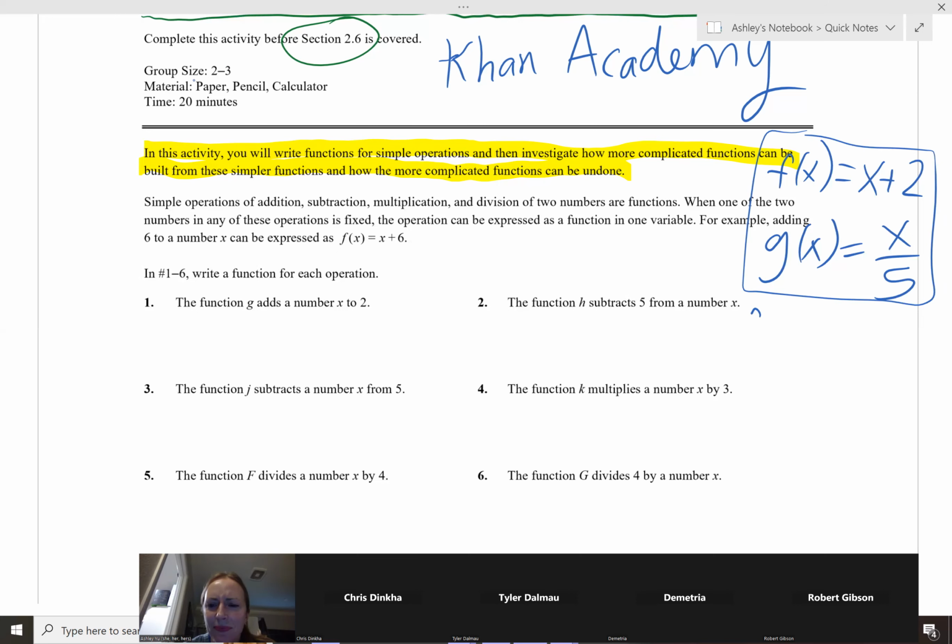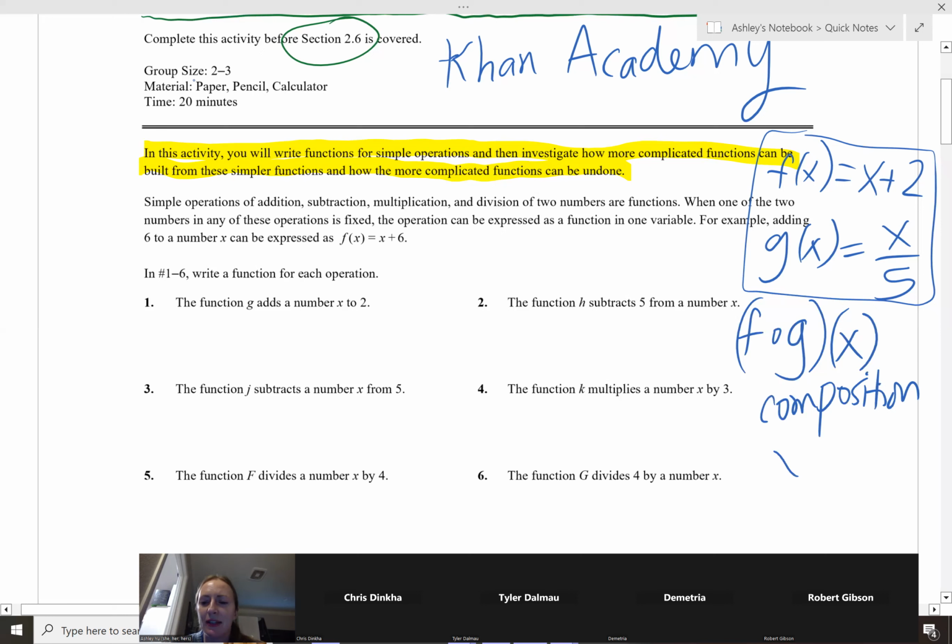And they write it, it's kind of strange. It looks like f o g, it looks like f of g of x, but really it just means combine them together. Composition. It would be like you're taking the division operation and the addition operation and putting them together. That's the idea behind composition. So we look at that in section 2.6 and maybe 2.7 as well, I think.